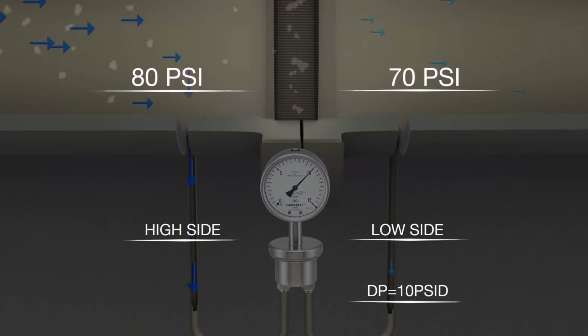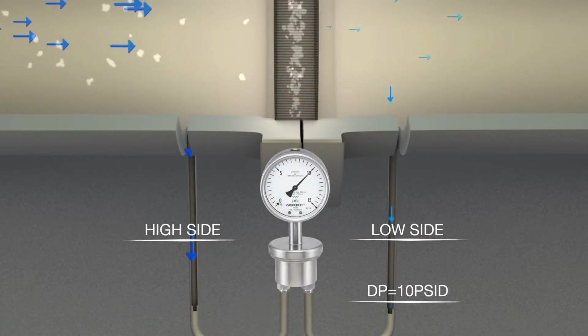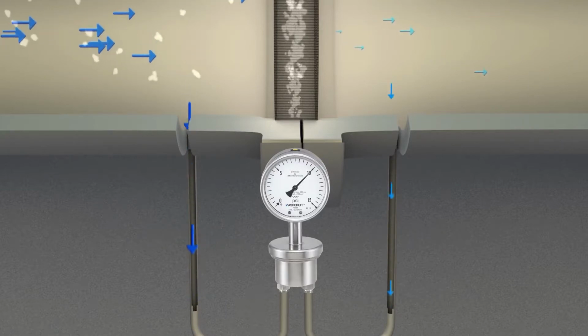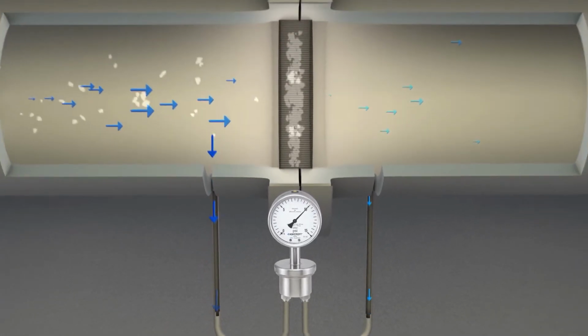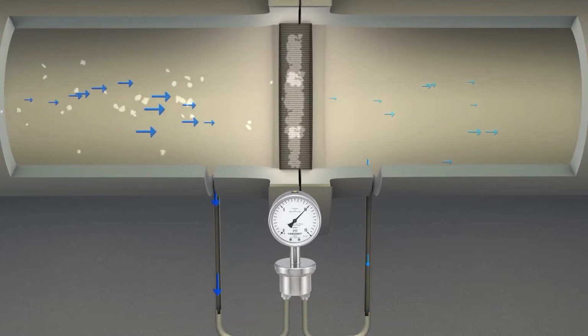This value is derived from a calculation that factors in the flow rate, fluid viscosity, and filter characteristics. The filter manufacturer can be contacted for help in identifying the optimum differential pressure value that tells you when it's time to service the filter.